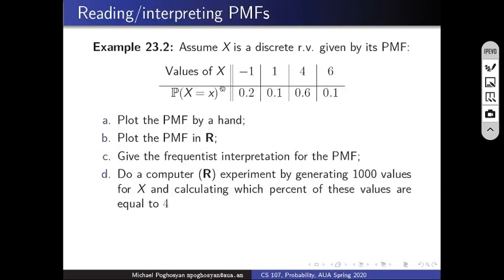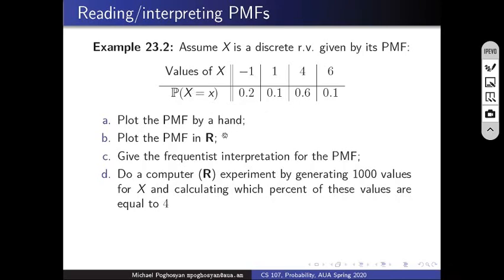Another example. We have a discrete random variable given through its PMF. The values of x are -1, 1, 4, 6, and the corresponding probabilities are written here. By the way, the sum of all these four numbers is 1, so this is a legitimate PMF.